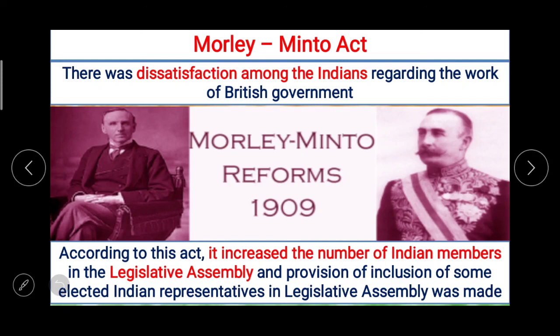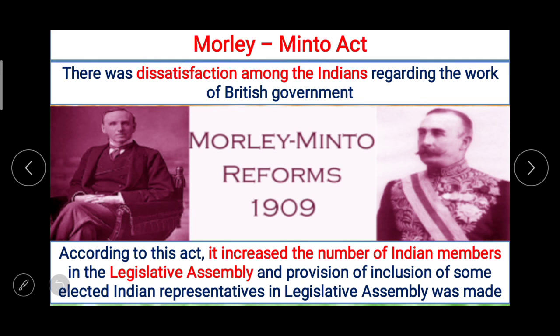Then the Morley Minto Act, there was dissatisfaction among the Indians regarding the work of British government. The Indians felt that the reason of poverty in India was the economic policy of the British. क्योंकि इंडिया के लोग तो गरीब होते जा रहे थे, लेकिन ब्रिटिश गवर्नमेंट जो है वो अमीर होता जा रहा था, यहाँ से बहुत ज़्यादा पैसा बाहर जा रहा था. Oppressive policy of Lord Curzon, exclusion of educated Indians in government service, unjust behavior towards Indians in Africa, all this added to the dissatisfaction of the Indian people.